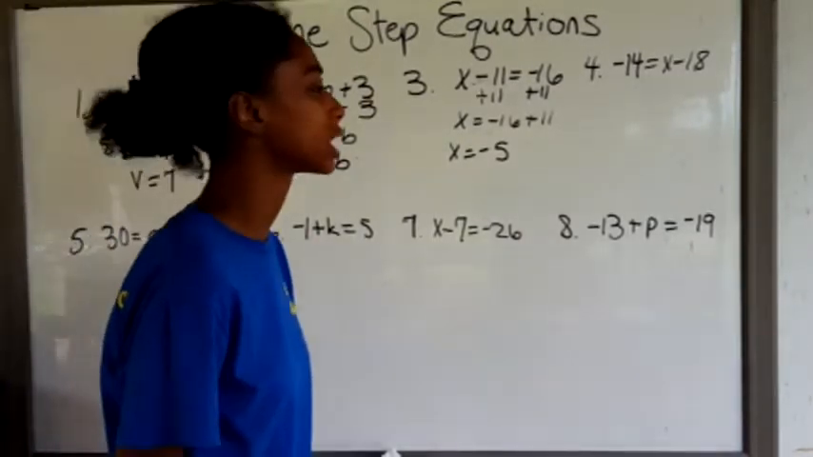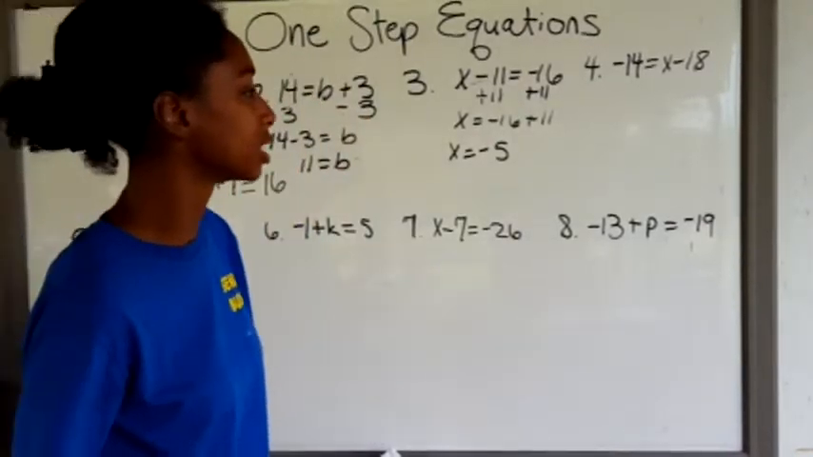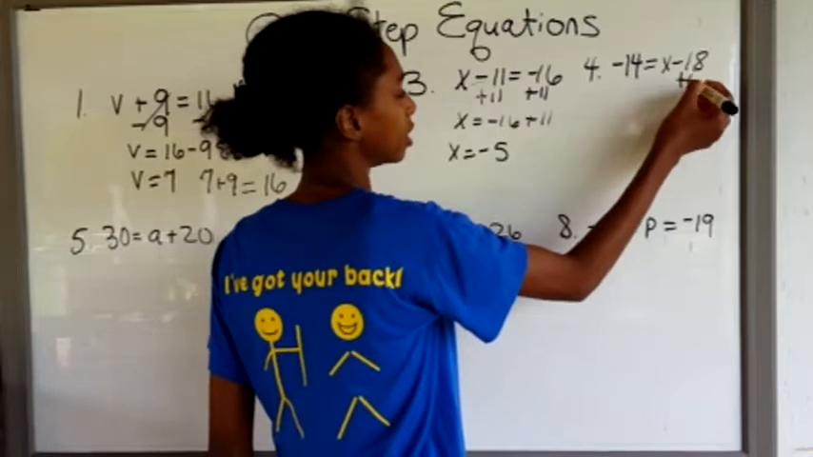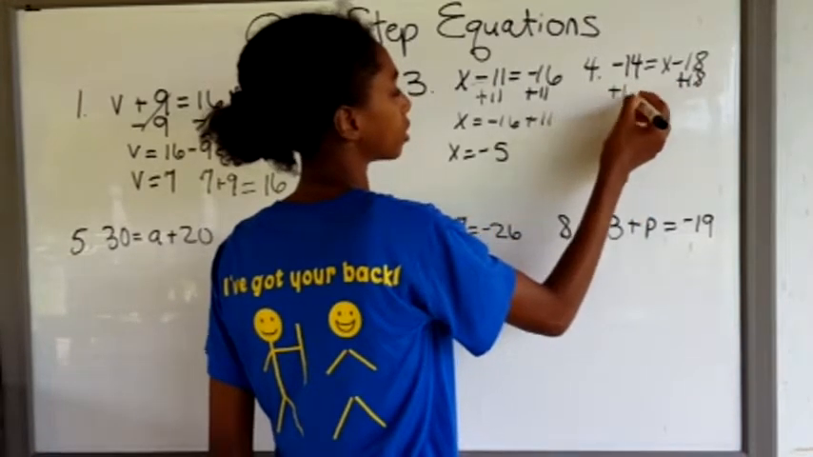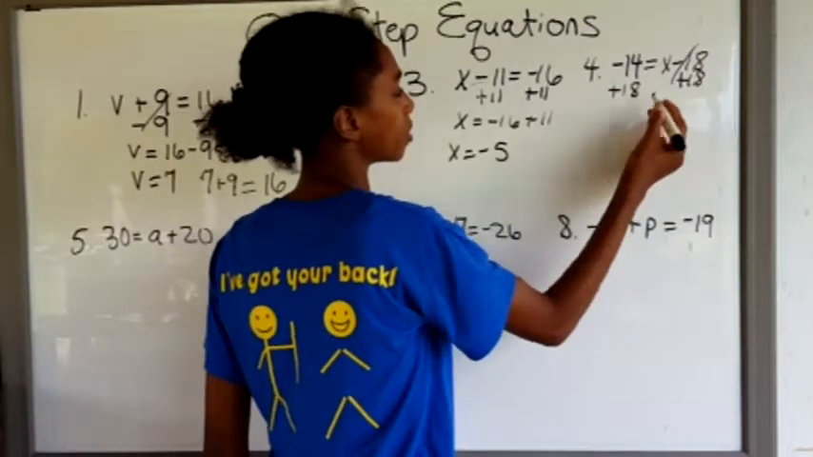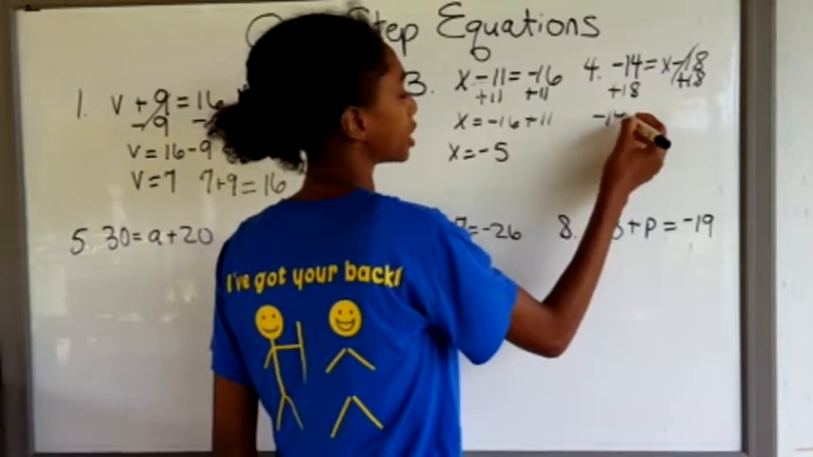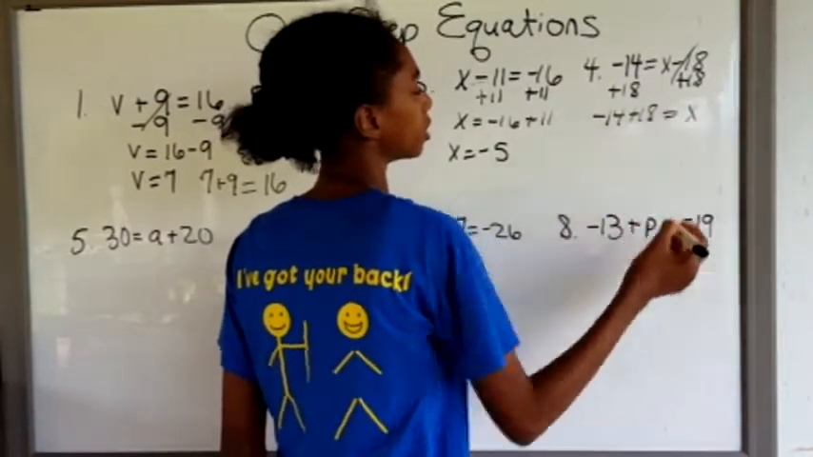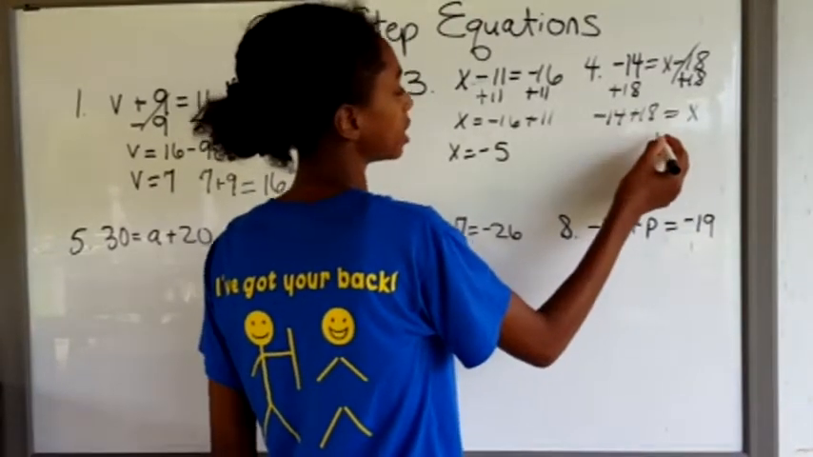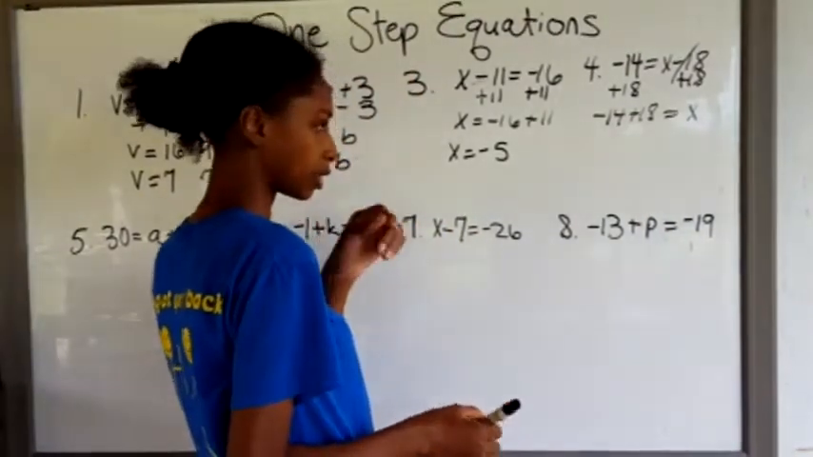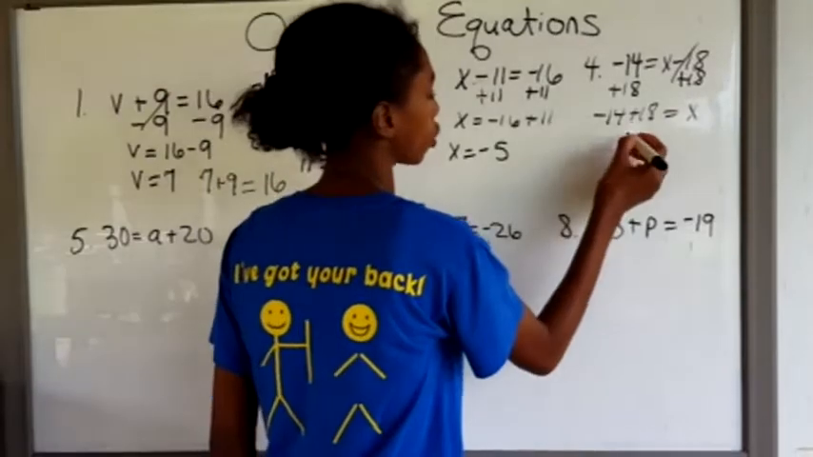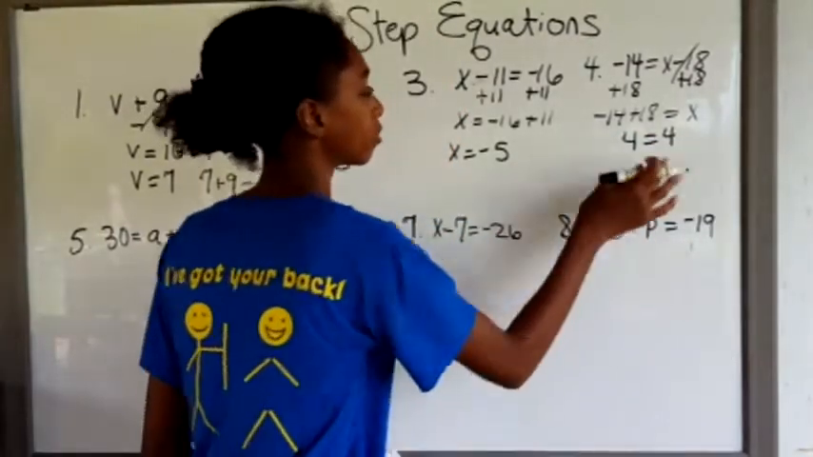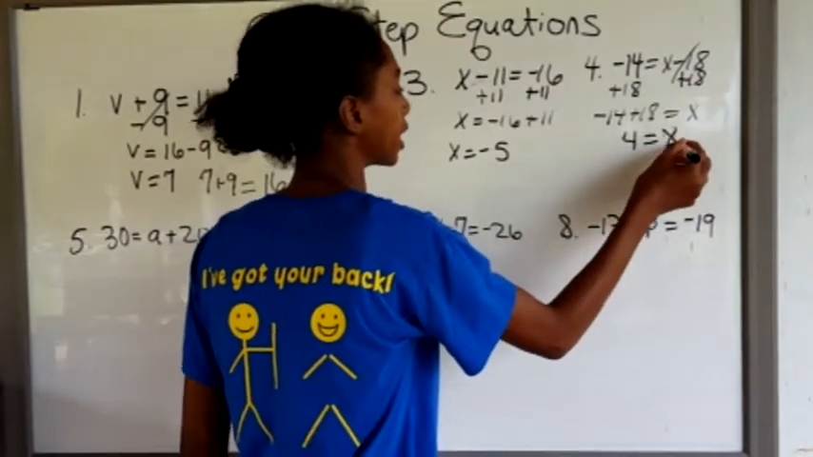Here we have negative 14 equals x minus 18. We want to get x by itself, so we add 18 to both sides. That cancels out. So we have negative 14 plus 18 equals x. And negative 14 plus 18, or 18 minus 14, because you can switch them around, is going to be positive 4. So 4 equals x.